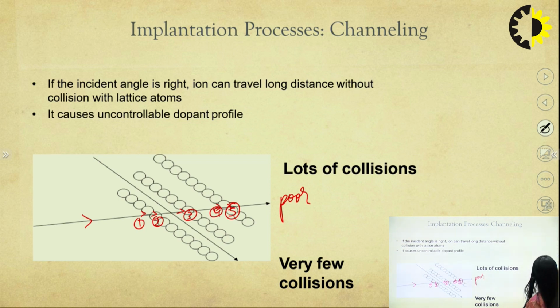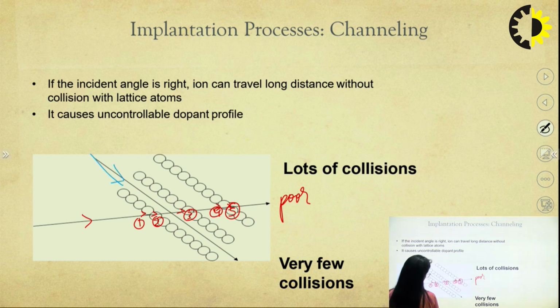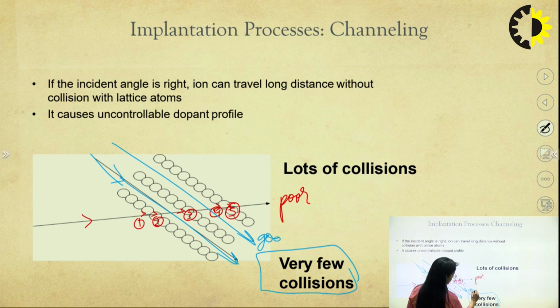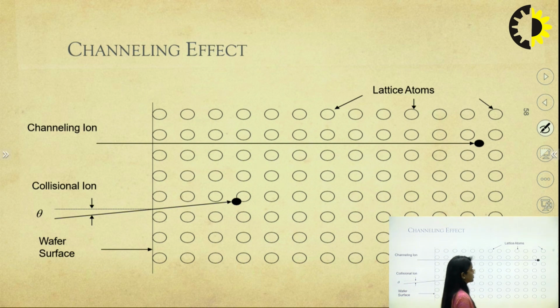So, let us look at another angle where we are trying to add from this line. Here you see it goes straight. If you are adding here also, it goes straight. So, we have very, very few collisions and the chances of entering into the lattice are very good. So, here we have to study the effect of channeling.